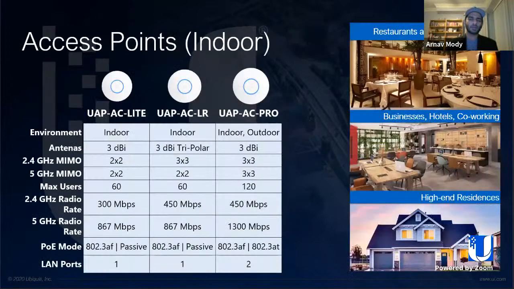So I'll just quickly go through the different kinds of groupings of access points. And then at the end, I'll also show you a chart of all the access points so you can actually compare across the board. So here you can see we have indoor access points. These are, I would say, most basic access points. You have the UniFi AC Lite, UniFi AC LR, and UniFi AC Pro. Those are, I would say, the basic line of access points, as we call it, Gen 1 access points.